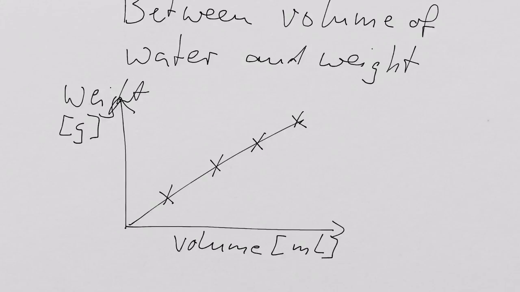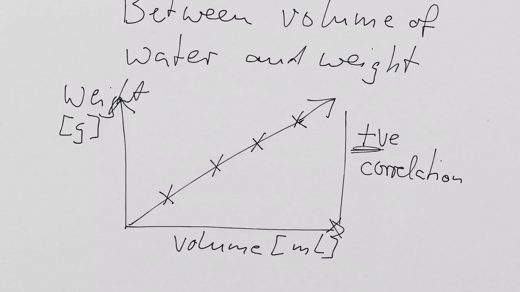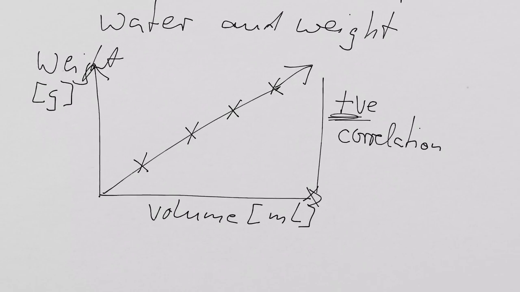Now, because this line goes up, and for high volumes we get a high weight, we say there is a positive correlation. So we are looking at the sign of this correlation. Likewise, you could think of negative correlations.